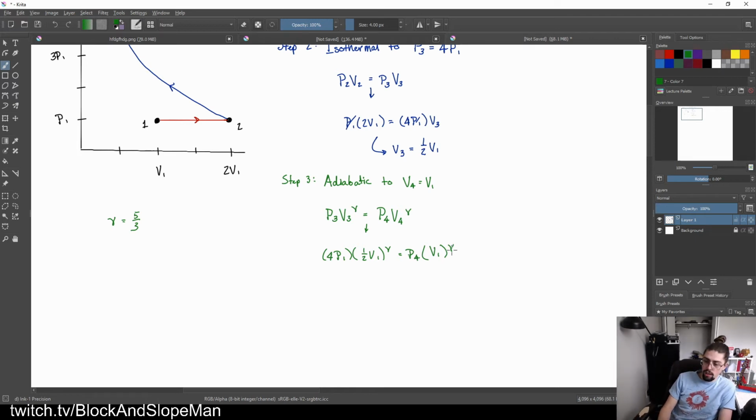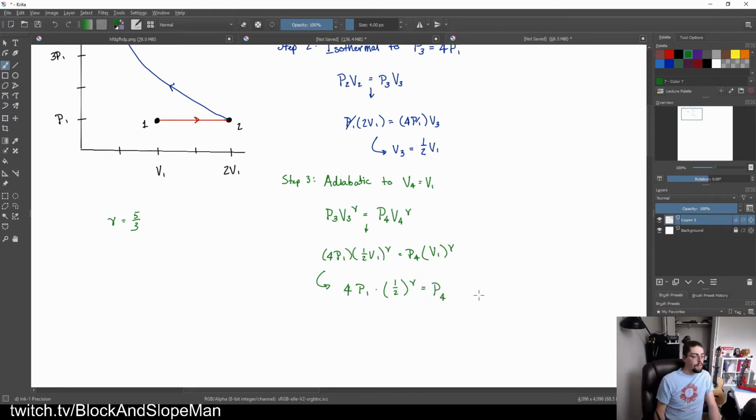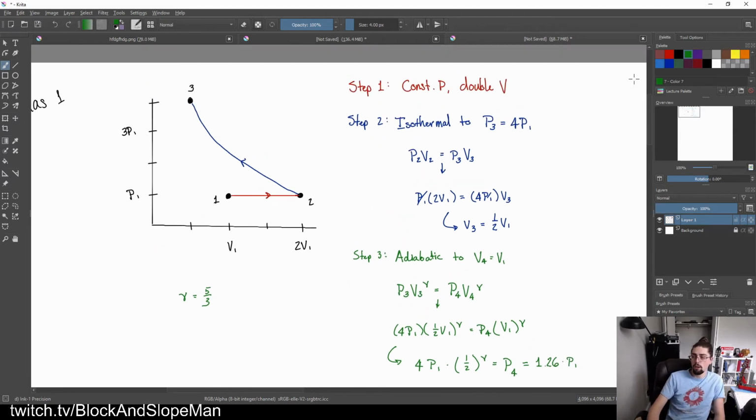But what I can do is divide both sides by v1 to the gamma power, right? And I can essentially just eliminate that out. This is going to turn into 4 times p1 times 1/2 to the gamma power, right? We plug all of this in, we should find a final value of about 1.26 times p1.